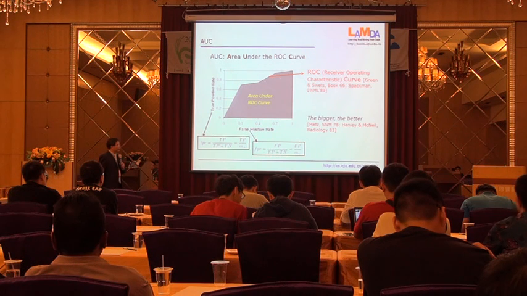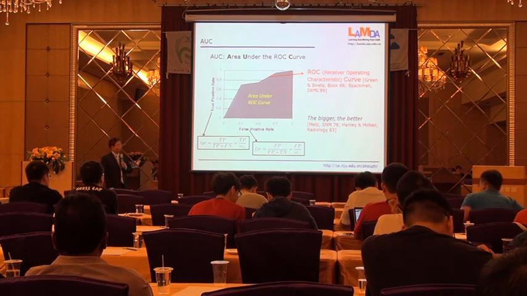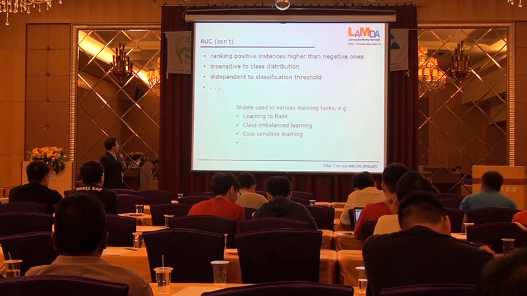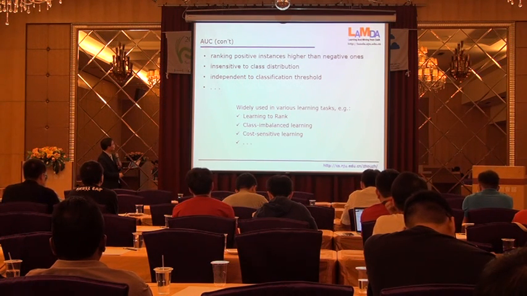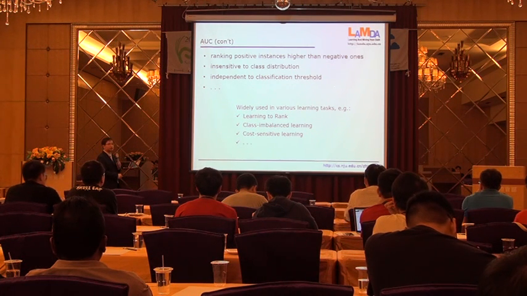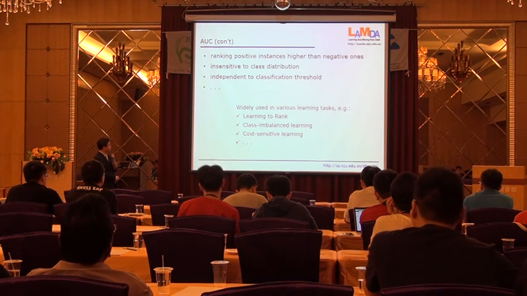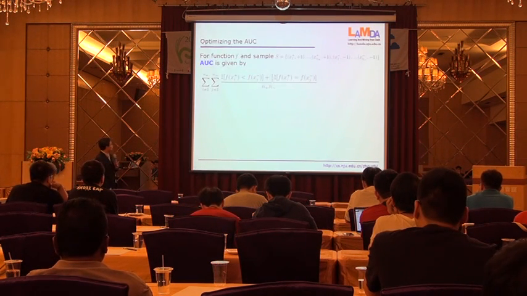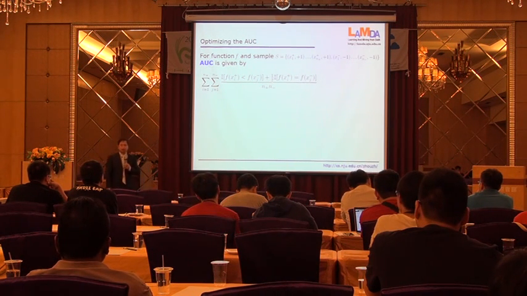There are many algorithms that want to maximize this region because AUC was invented in the 1970s. And later on, many researchers used this important criterion. And this performance measure has many good properties. First, it ranks positive instances higher than negative ones. It's insensitive to class distribution. It's independent of the classification threshold. So it has been used in various learning tasks, such as learning to rank, class-imbalance learning, cost-sensitive learning, and so on. But I want to mention that optimizing AUC is very, very challenging.